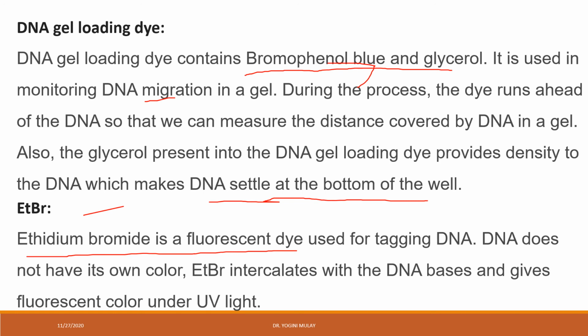Why do we need the help of ethidium bromide? Because DNA on its own does not have any color. So it becomes very difficult for us to identify exactly where the DNA bands are present, and therefore we take the help of ethidium bromide.